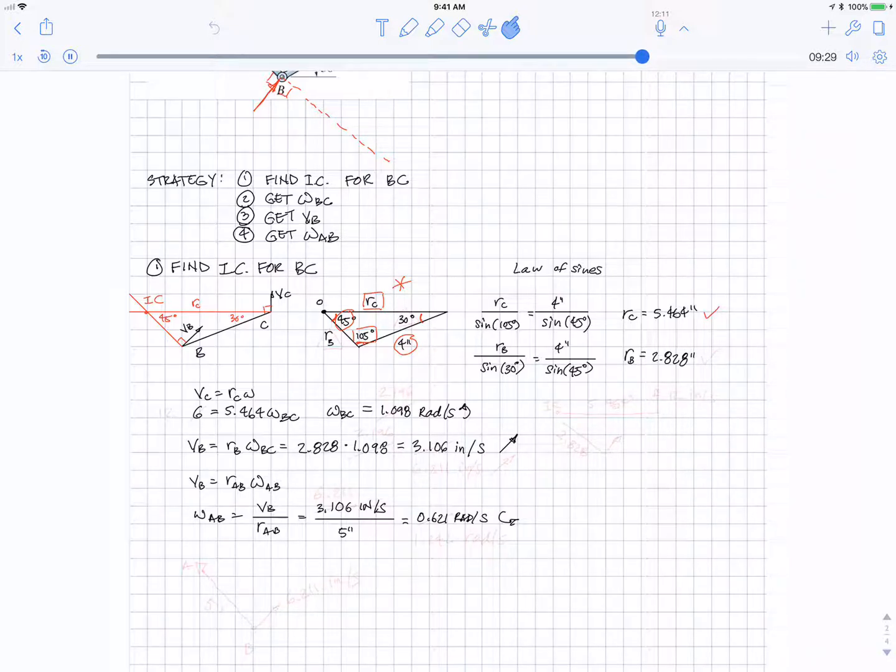And similarly, RB over the sine of 30 degrees, the opposite angle, will be equal to 4 inches over sine 45, and that gives RB is 2.83 inches. Okay, so now that we know the distances, we remember the velocity is the distance from the IC times omega. Okay, so let me draw that again. So here's the IC, we know it's 5.464 inches to point C, and we were given that the velocity of C, I think, was 12 inches per second going up. Let me double check that. 12 inches per second going up.